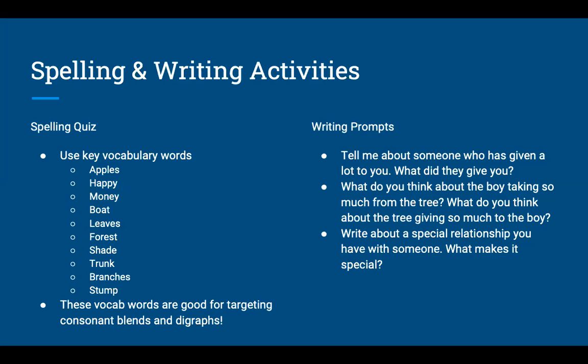This is just a really good activity that can help connect this book to some actual life experiences that the child has had. So this book is a really great one that can go beyond just a reading activity together in therapy.